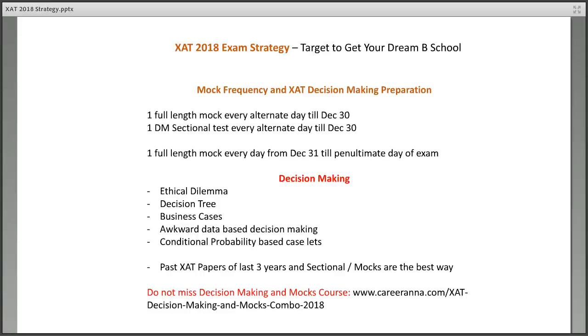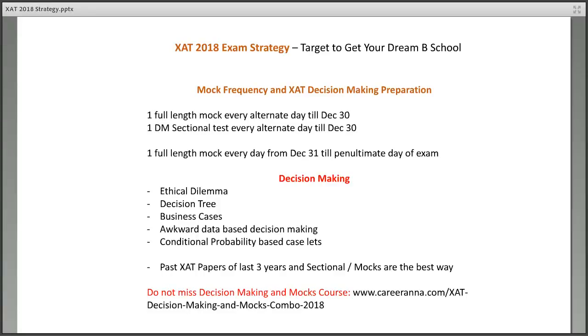What should be your mock frequency? We are 15 days from the exam. So from now till December 30th, you should be taking one full length mock every 2 days. And the day which comes as a gap in between, take one DM sectional test till December 30th.